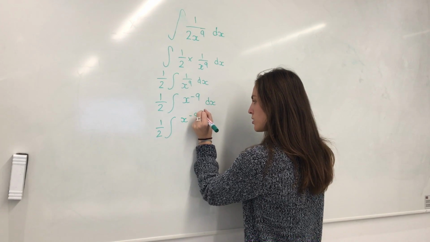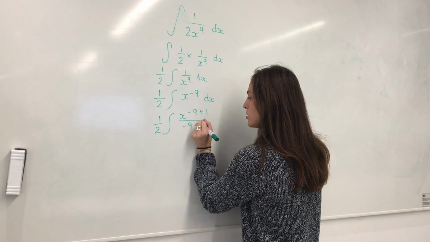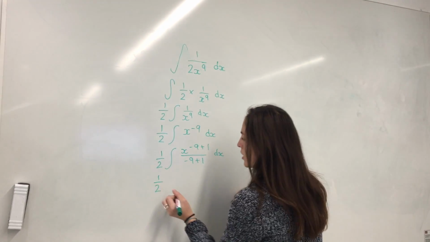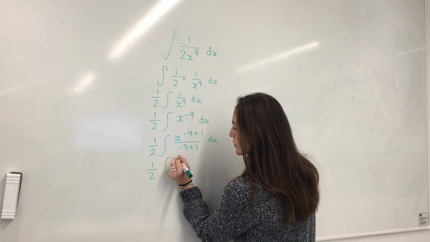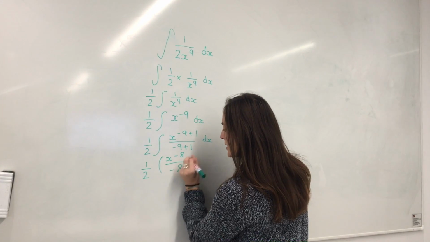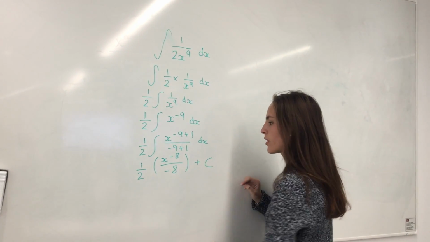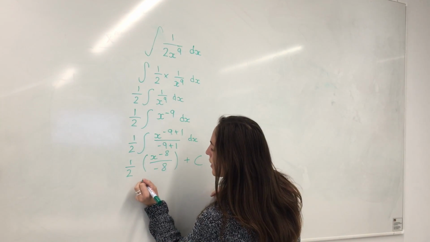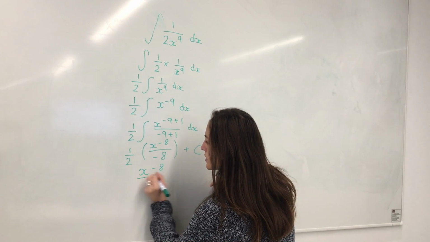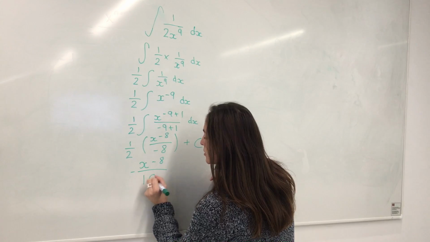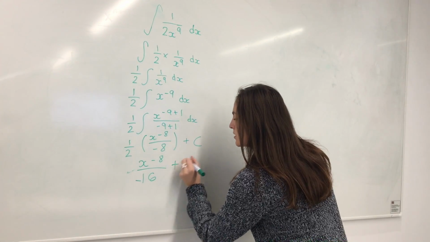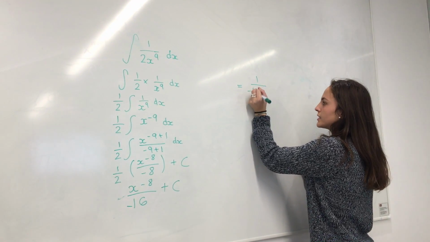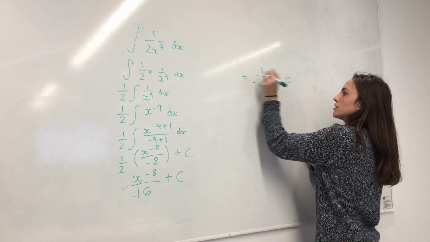Which gives you half times x to the minus 9 plus 1 over minus 9 plus 1 dx. So that is the power rule, which then gives you half times x to the minus 8 over minus 8 plus c. Then you need to multiply the half with the minus 8, which gives you x to the minus 8 divided by minus 16 plus c. So that will then give you 1 over negative 16 x power 8 plus c.